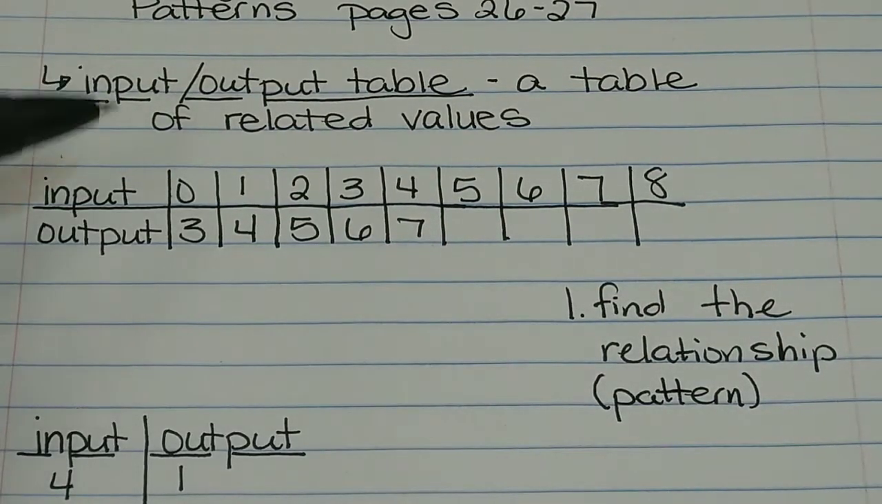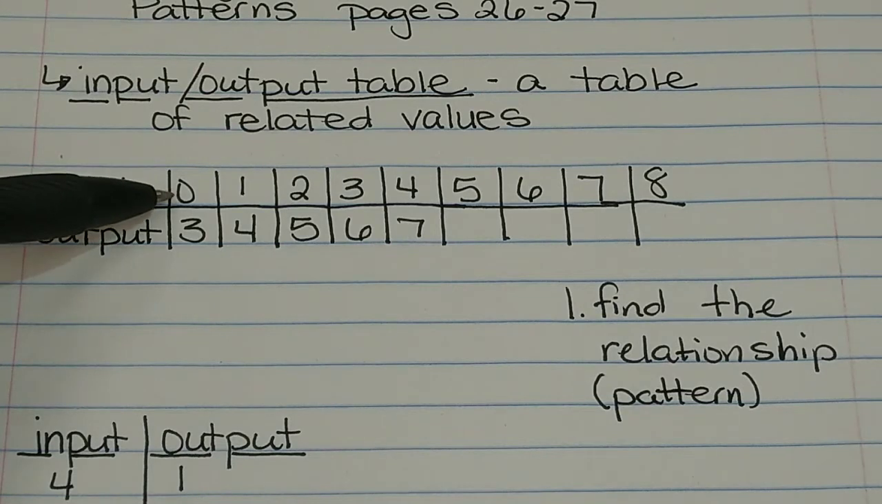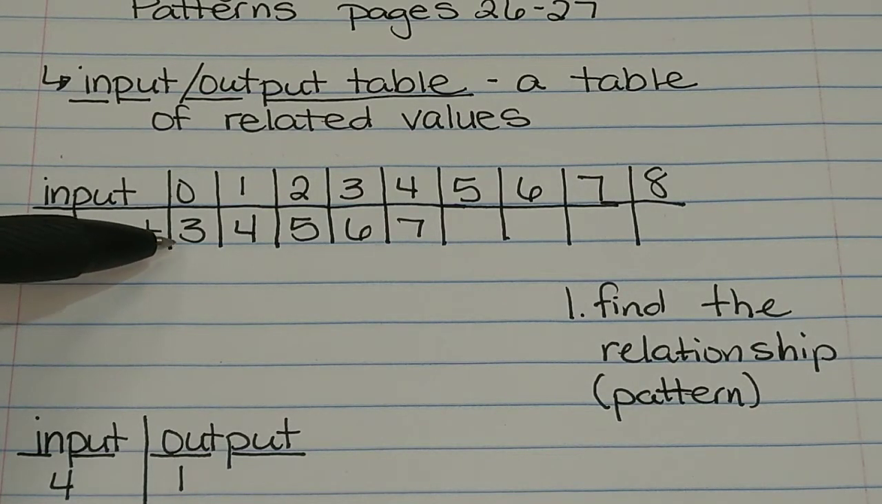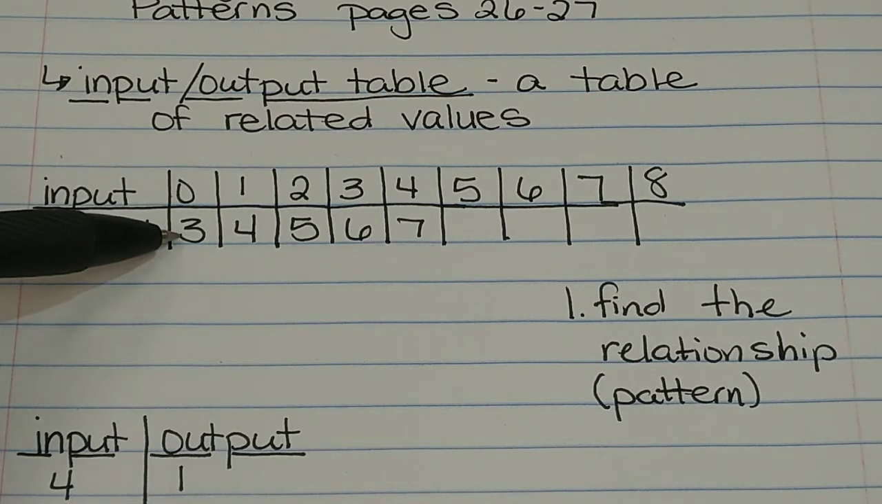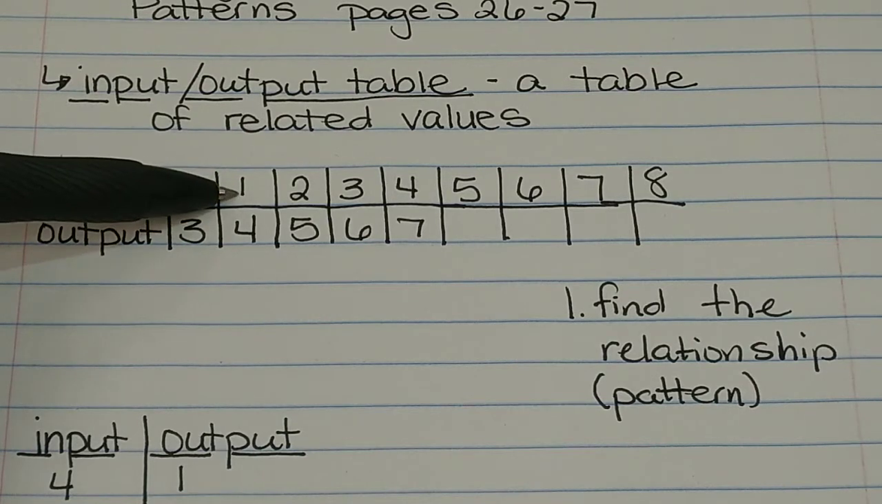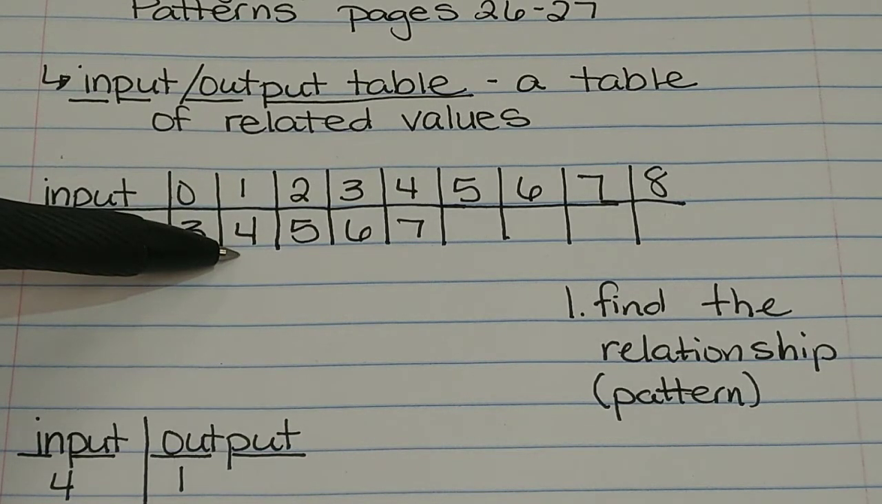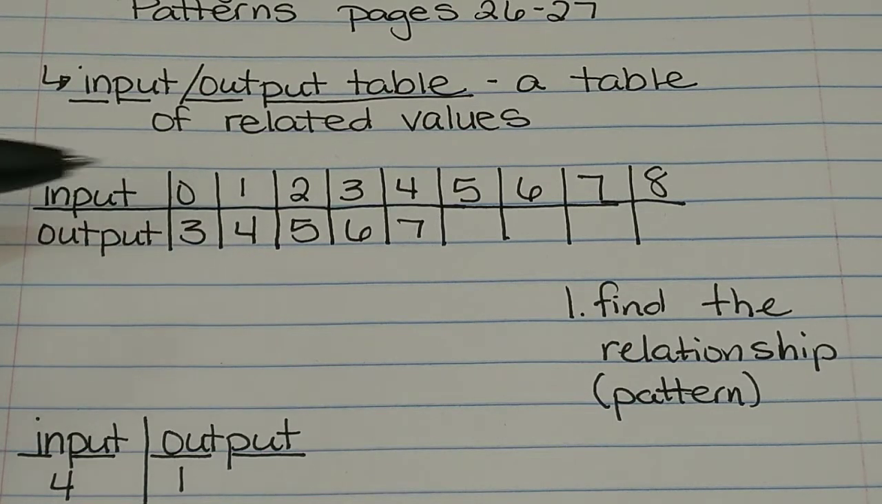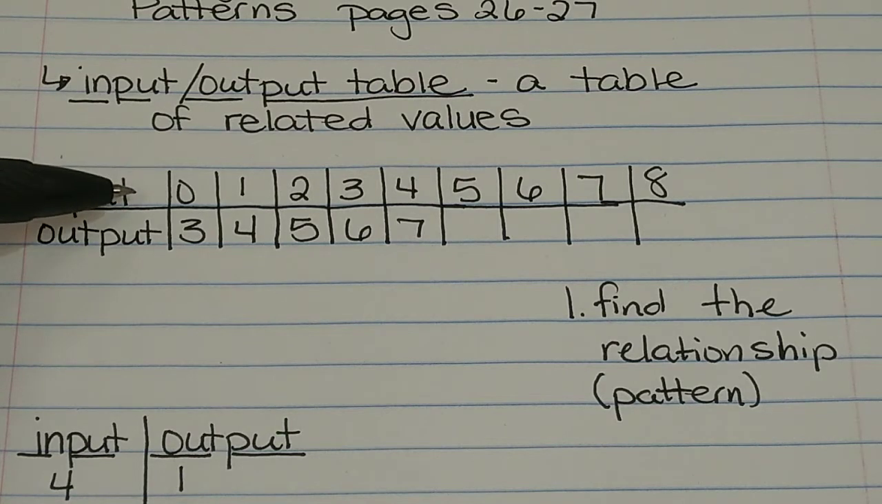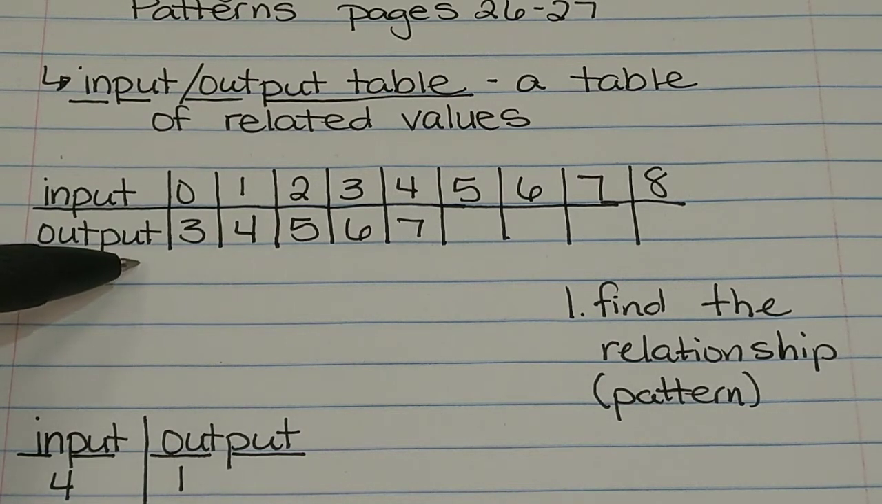And when I look at this number, I see when I go from 0 to 3, the only way to do that would be to add. So I have 0 plus 3, and I would get an answer of 3. The only way to get from 1 to 4 is to also add 3. So I have 1 plus 3 equals 4. My input tells me what I'm starting with. I have to do something to this number to get my output.